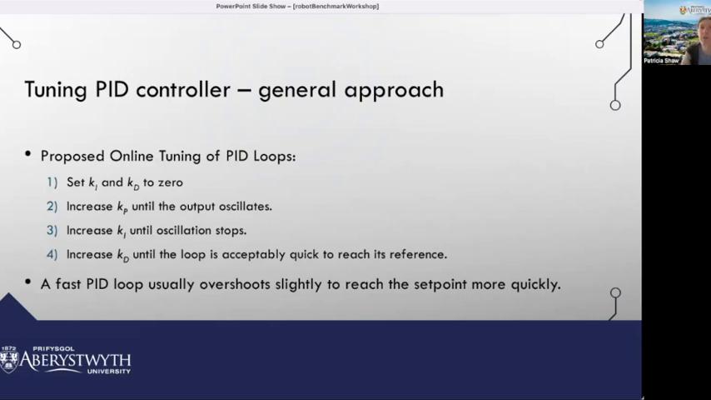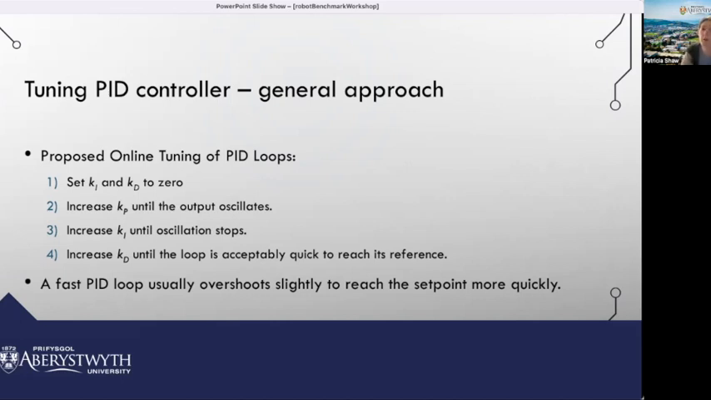So let's have a look at a very general approach to tuning a PID controller. The very first step is to have it as a proportional controller. So we set the values for Ki and Kd to 0, so we're literally just focusing on tuning that first component. And you increase the value of that component until the output starts to oscillate. Whatever set point you're trying to tune it against, it starts oscillating around that set point.